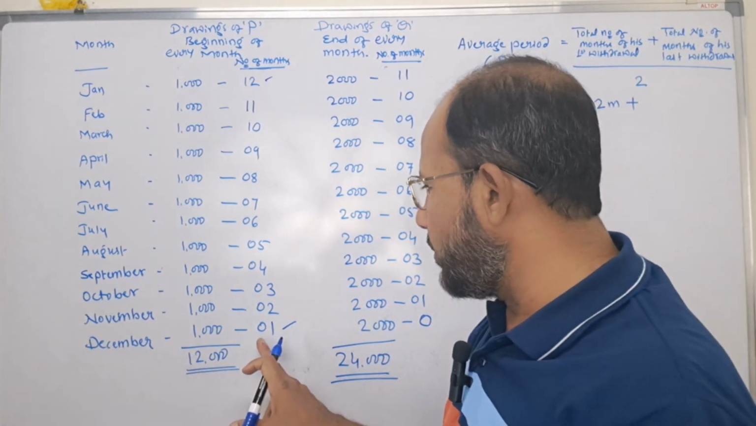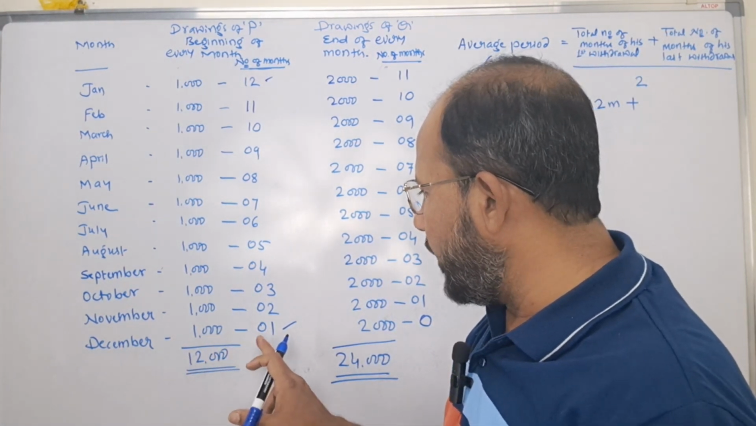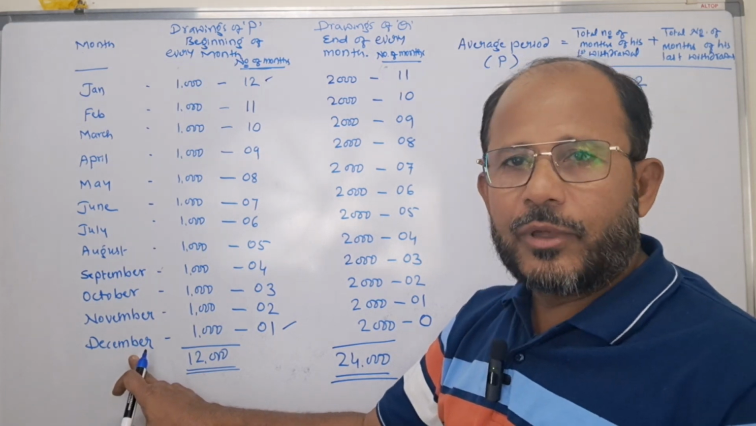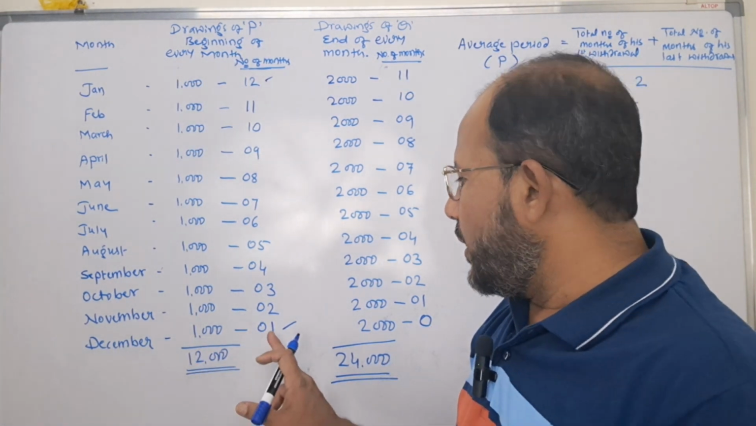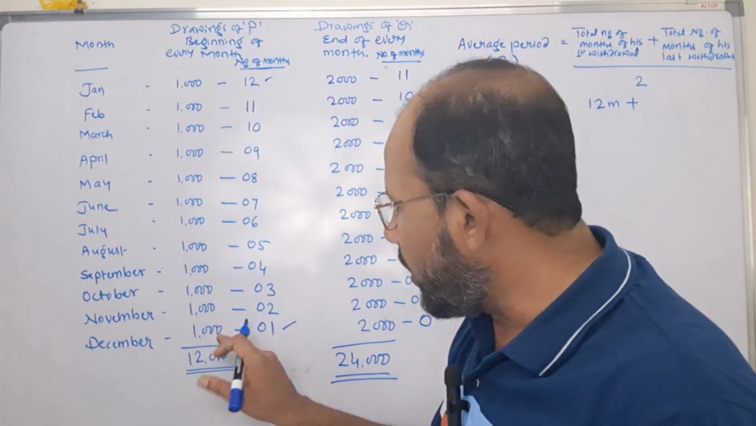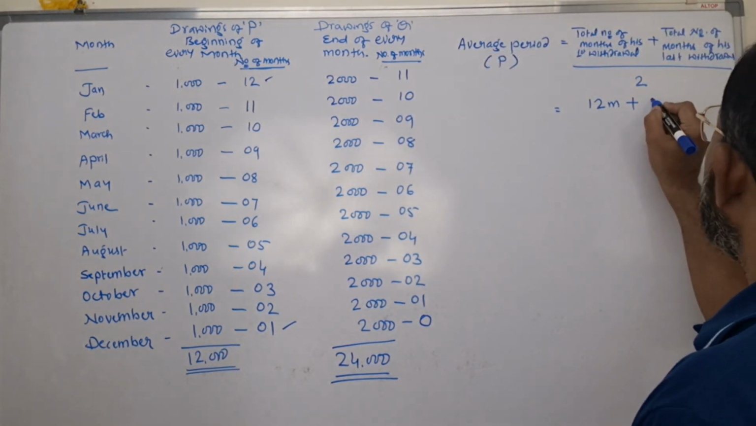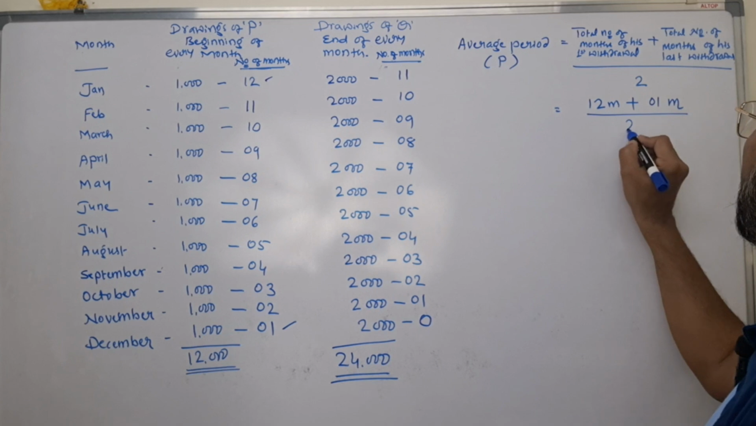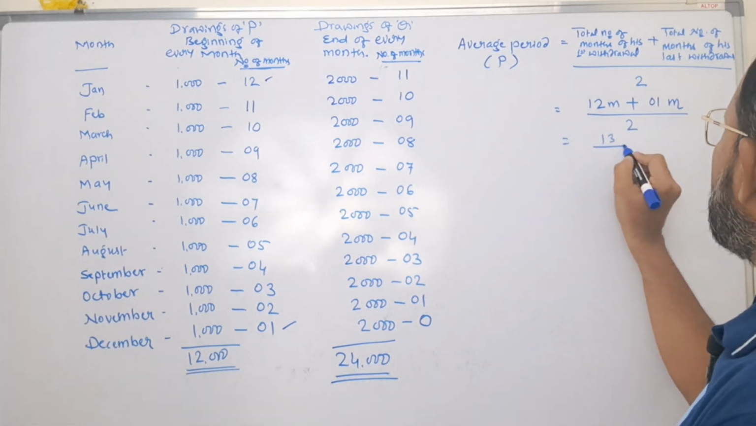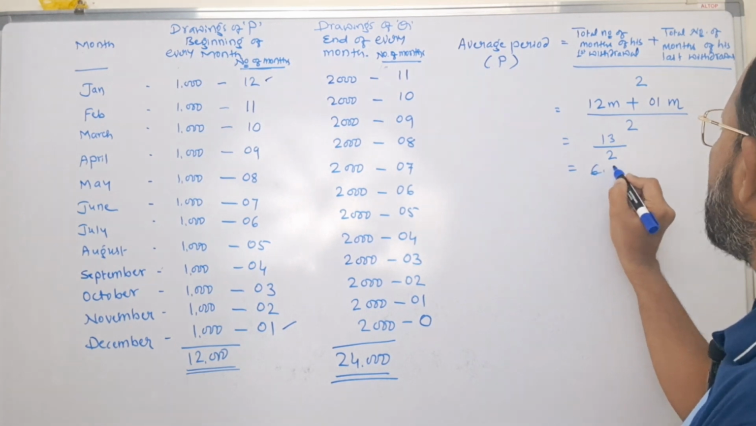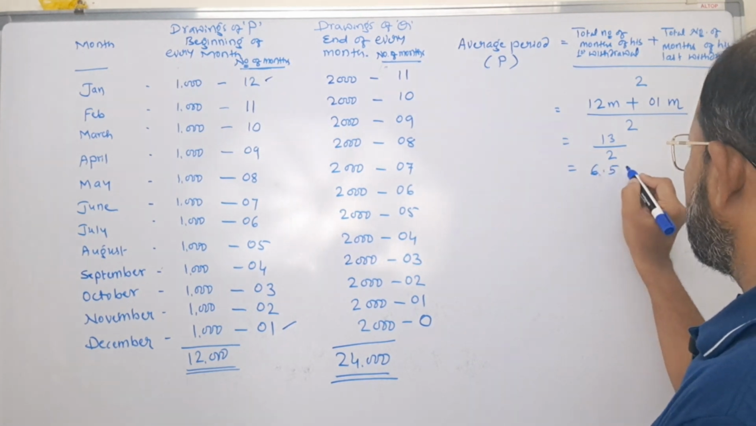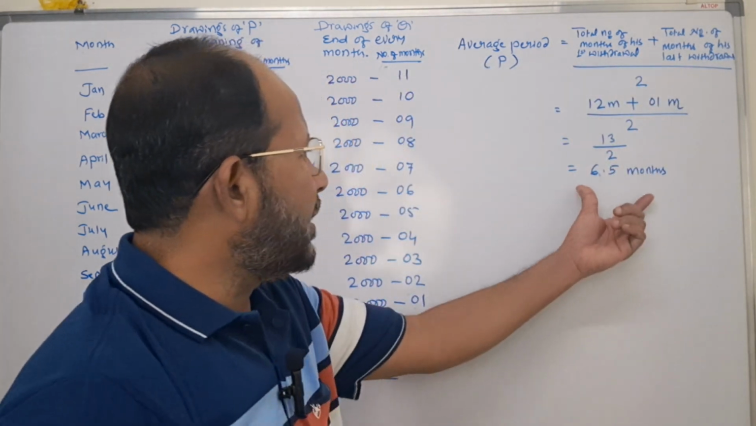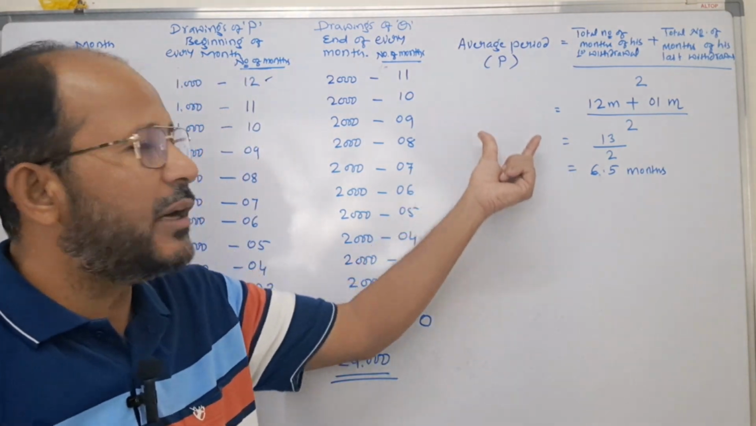See here, in the month of December, he withdrew rupees 1,000. Therefore, interest is to be calculated only for 1 month because he withdrew the amount at the beginning of December. That is why for 1 month only we calculate interest on his last withdrawal. That is why 1 month is to be taken. Total number of months of his last withdrawal is to be divided by 2. Now we get what? 13 divided by 2. It comes to 6.5 months. For 6.5 months, we calculate interest on his total drawings. This is the average period in case of P.